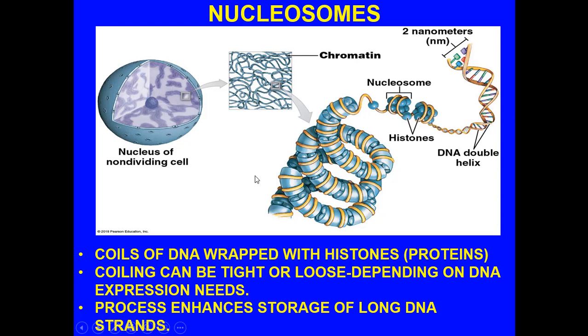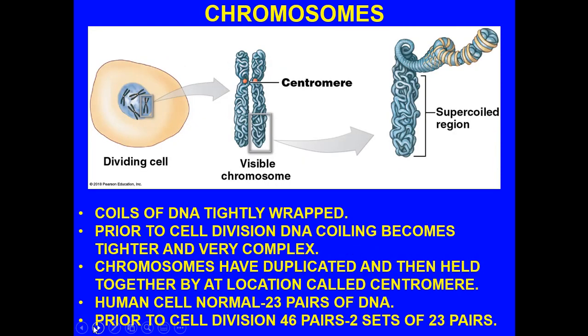This is how you're allowed to enhance the storage of long DNA strands. As you can see, here's our dividing cell. Here's our visible chromosome. Now look, it looks like it's been tightly packed up, right? And if you look at this even closer, you see what they call the supercoiled region. Off from the supercoiled region is a lesser coiled part that eventually gets to the point where you can see that loop of DNA wrapped around all of these clusters of histones.